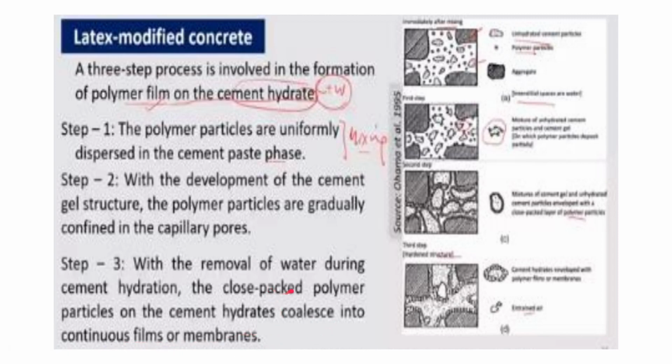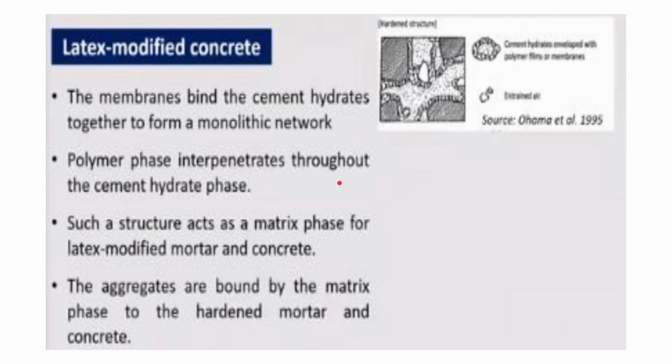So this is how latex modified concrete is used, through the formation of the polymer film in the cement hydrate. The membranes basically bind the cement hydrates together to form a monolithic network. The polymer phase interpenetrates throughout the cement hydrate phase. Such a structure acts as a matrix phase for latex modified mortar and concrete. The aggregates are bound by the matrix phase to the hardened mortar and concrete. So this is how the latex modified concrete works basically.